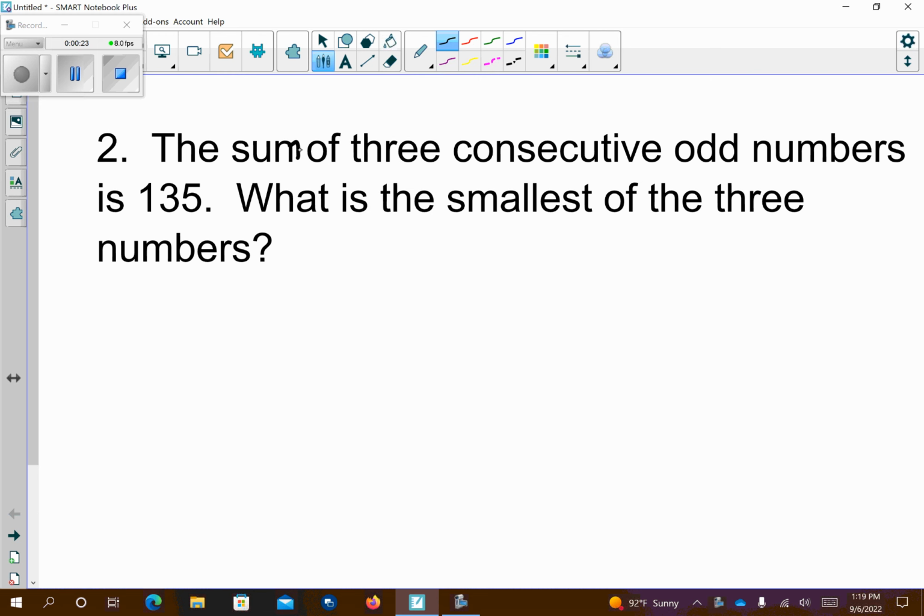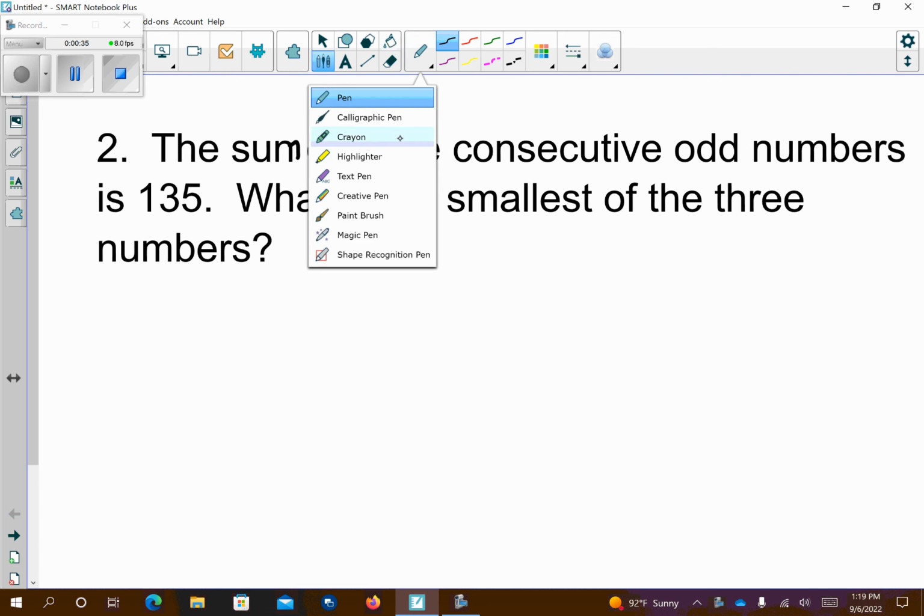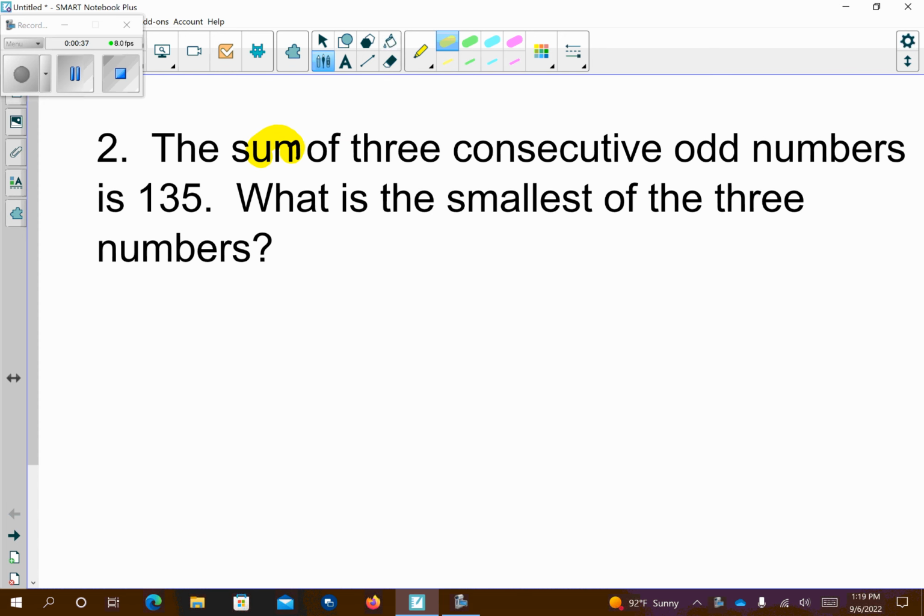Okay, it says the sum of three consecutive odd numbers is 135. What is the smallest of all three numbers? The sum of three consecutive odd numbers is 135. So let me highlight a few things. First thing is my first misspelled word, sum. And then I have three consecutive odd numbers. And then is 135.